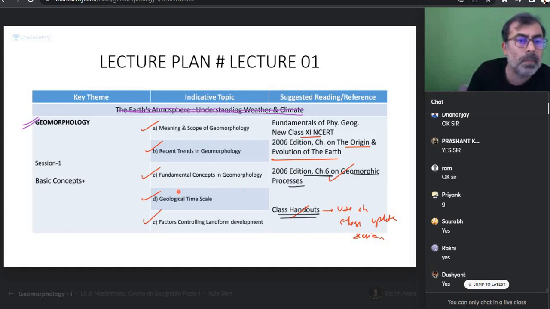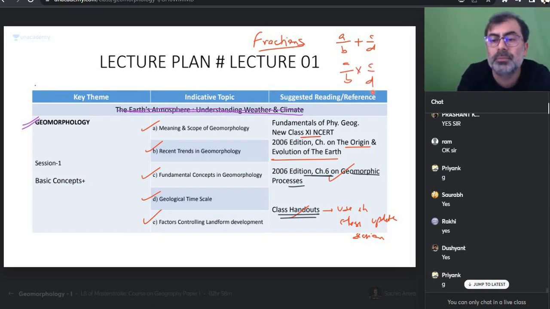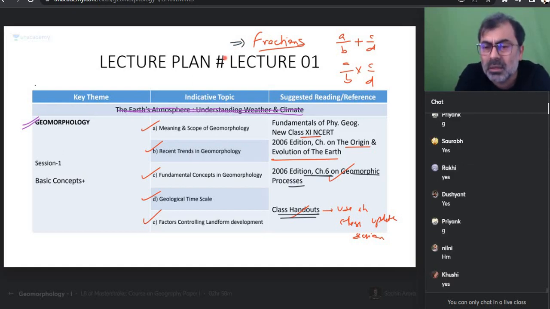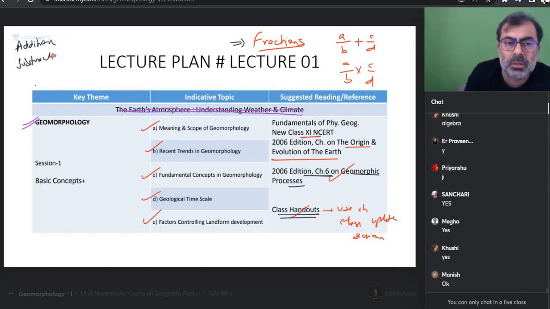सिलेबस. एक बात बताइए. I want to teach you fractions in mathematics. Yes, a upon b plus c upon d. a upon b into c upon d. These are fractions, no? किसमें पढ़ाते हैं? Algebra में पढ़ाते हैं. Algebra, yes, equations and all that. Now, before I teach you, I thought of giving you some basics of addition, some basics of subtraction, some basics of multiplication, and some bit of division.